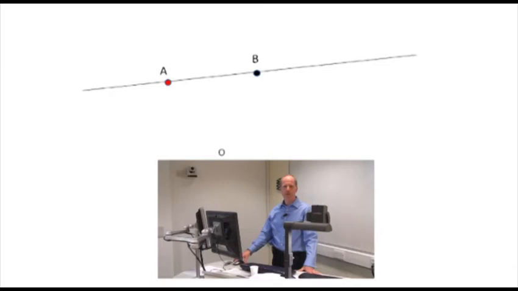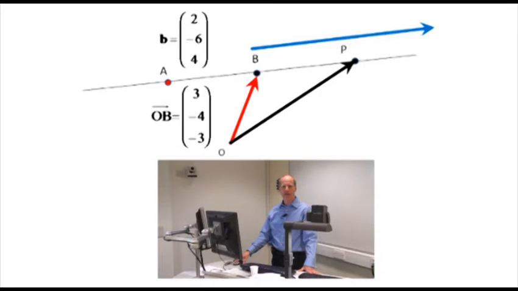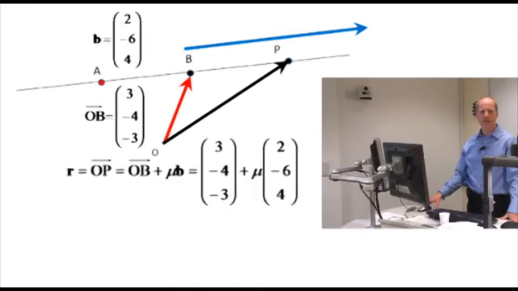Of course, we could have chosen the point B as our starting point. We can also choose any vector parallel to the line. For example, we could have chosen this vector, (-2, 6, -4). This now gives us the equation of the line as r is (3, -4, -3) plus mu, a new parameter, times the vector (2, -6, 4). Although this formula looks very different from our earlier equation, it gives us exactly the same straight line.